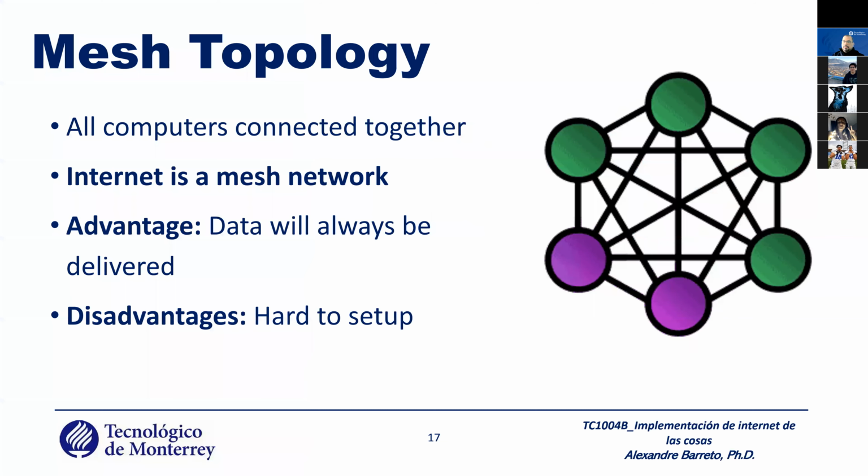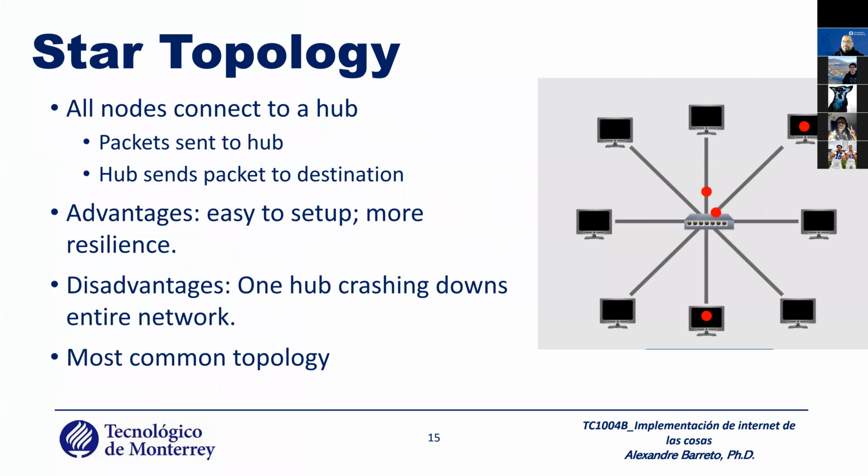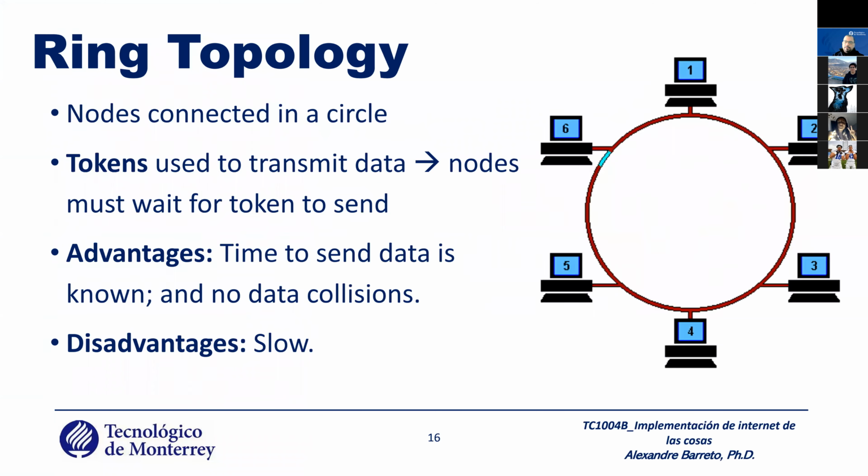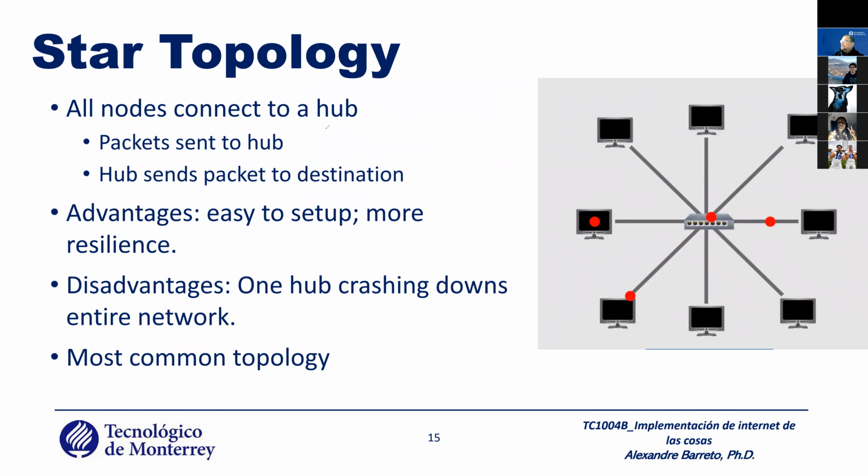It depends. Most of the time, for example in your house, in the local area network, you use the star topology. For example, in your house, maybe you have an access point to share the internet connection inside your home. When you use an access point, you have this type of topology, a star.